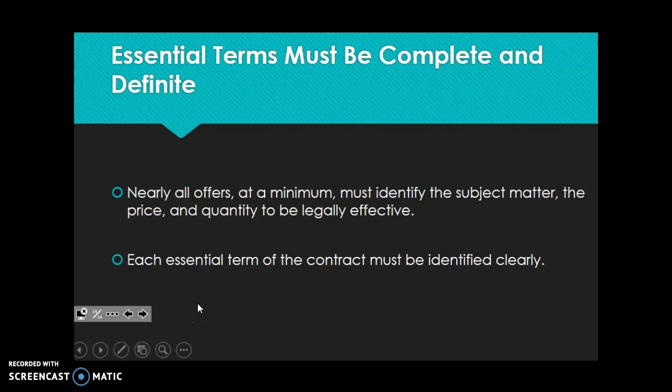The essential terms must also be complete and definite. Nearly all offers, at a minimum, must identify the subject matter, the price, and the quantity to be legally effective. And each essential term of the contract must be identified clearly. So, if I'm selling my car, the subject matter is the car, the price is $400, and the quantity is 1 to be legally effective. So if you accept that, then we have a binding contract.